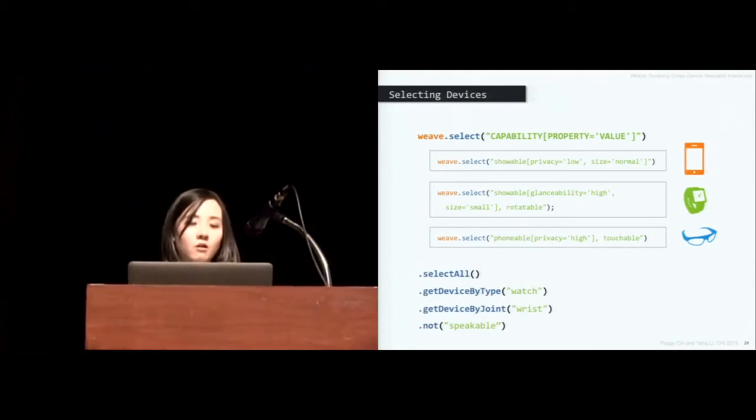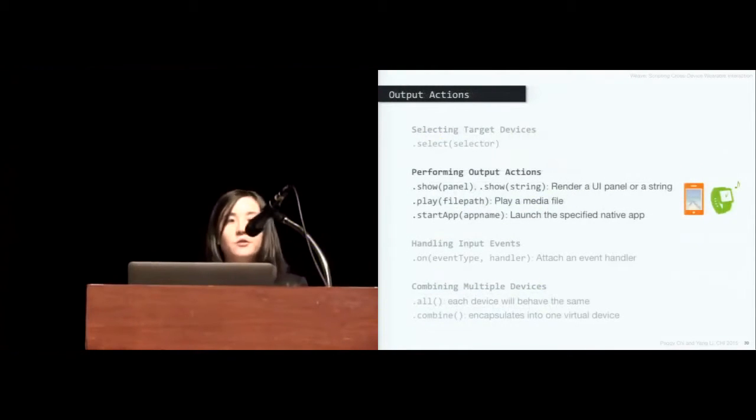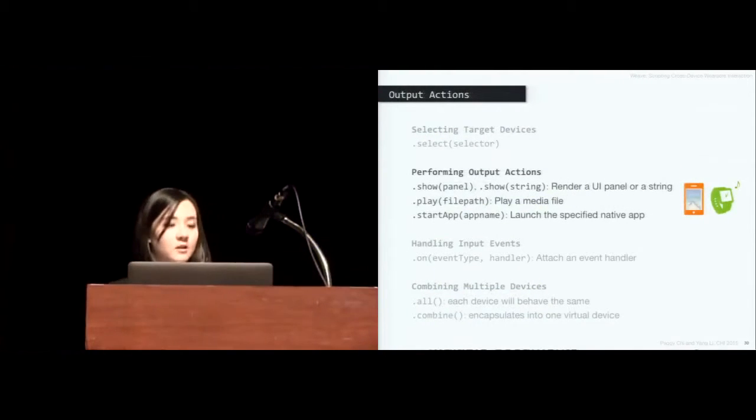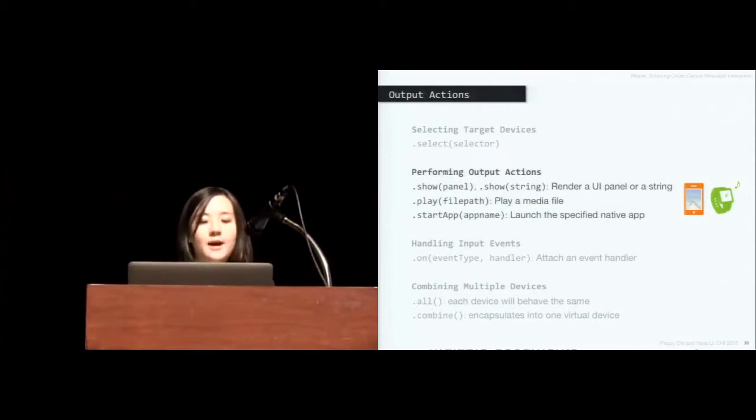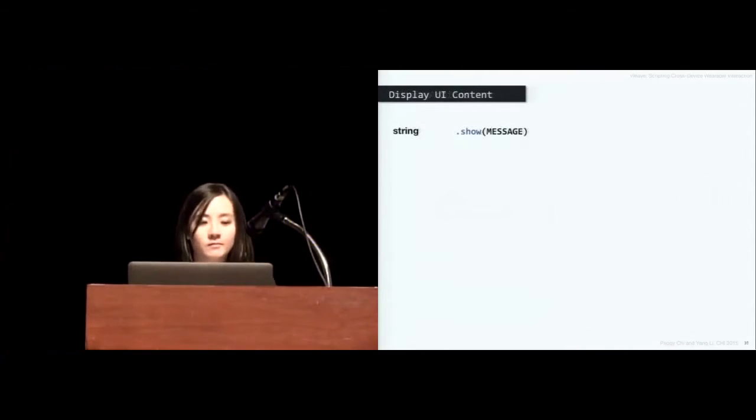Developers can also select all the devices by the device type, or by the joint where the users will hold the device, or exclude some devices. After selecting the devices, next, our API supports output actions to those devices.